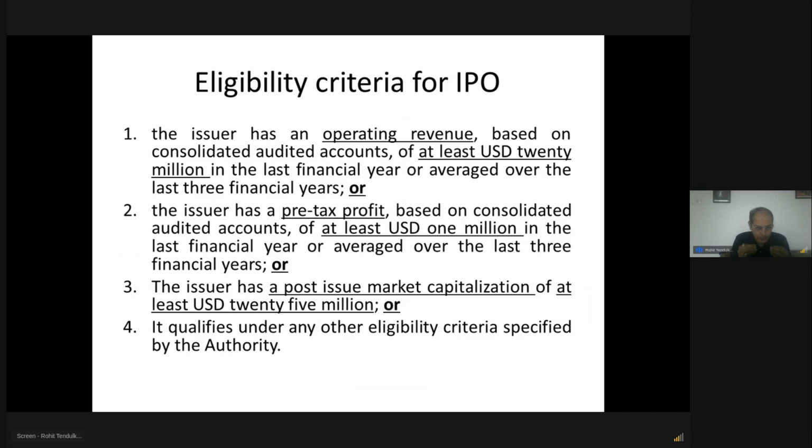If either of the first 2 conditions are not satisfied, then we go to the third condition. The issuer has a post-issue market capitalization of at least $25 million. So post-issue market capitalization. The authority, that is IFSCA, may consider other issuers to qualify under this.